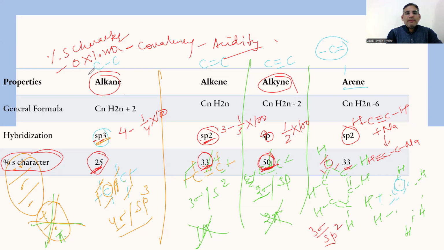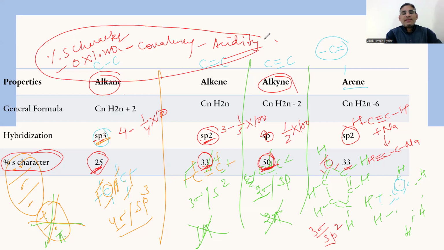This is what the meaning of percentage s character is. Oxidation number will be very high, or you can say oxidizing power will be very high, and covalency will be very high, acidity will be very high. In some other topic, this percentage s character will be deciding around 17, 18 properties, very important there in organic chemistry, so that we will discuss some other day.